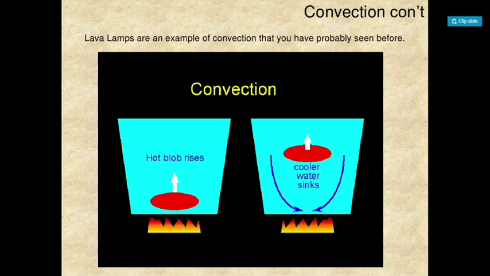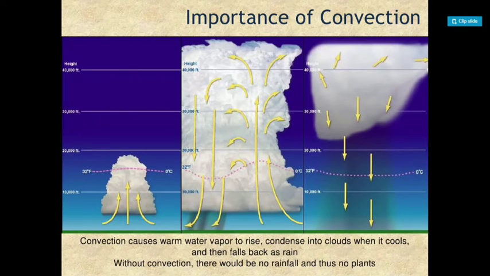Lava lamps are an example of convection that you have probably seen before. Okay, so we have here a hot blob that rises and the cooler water sinks. Okay, another example. Convection causes warm water vapor to rise and condense into clouds when it cools.